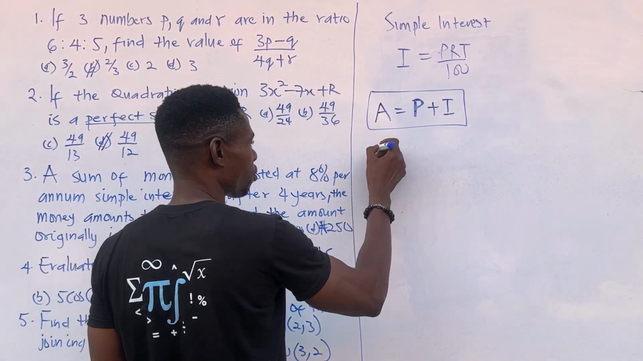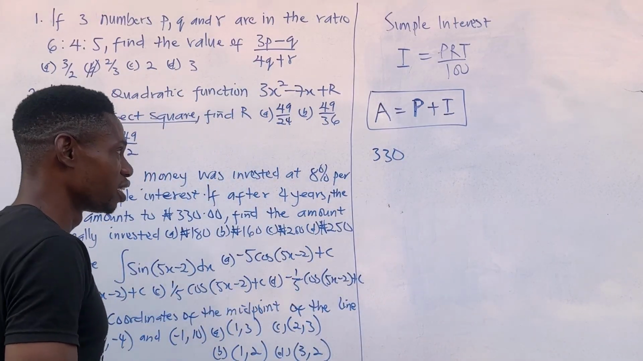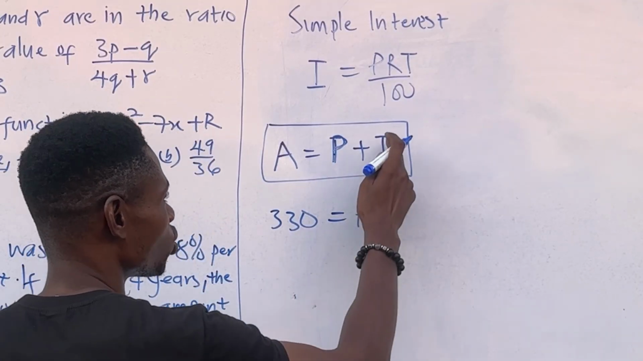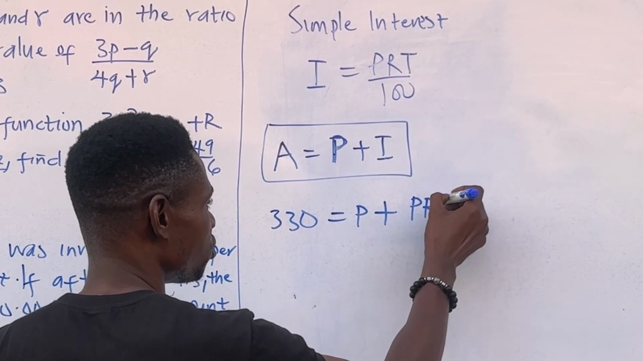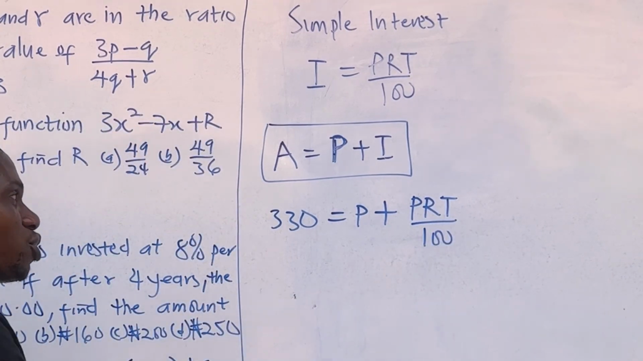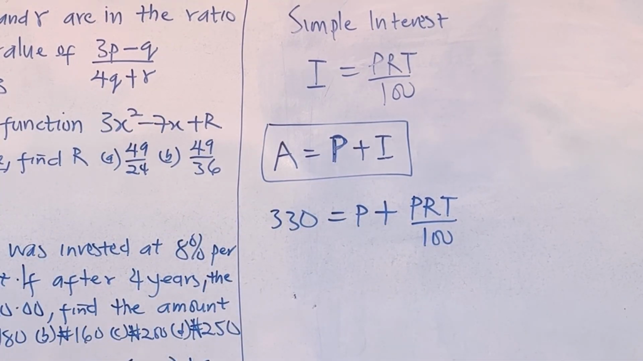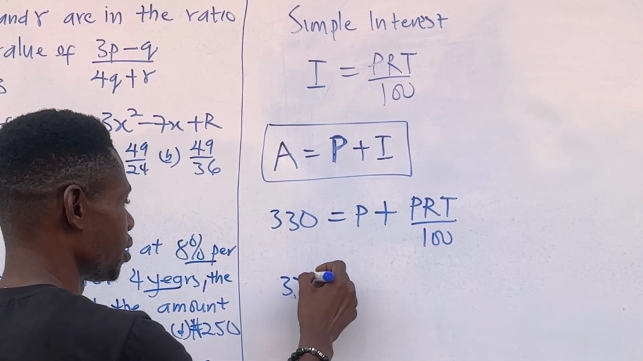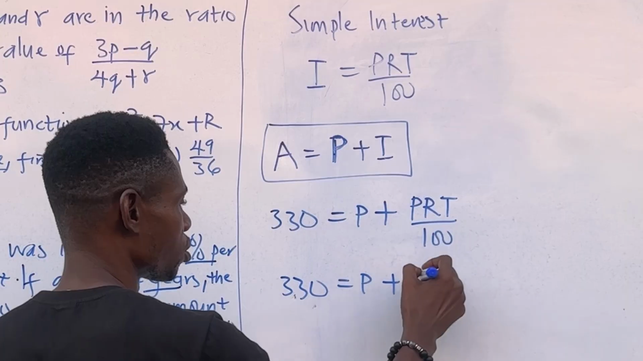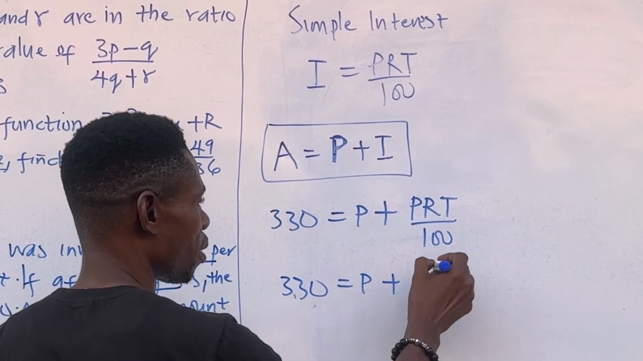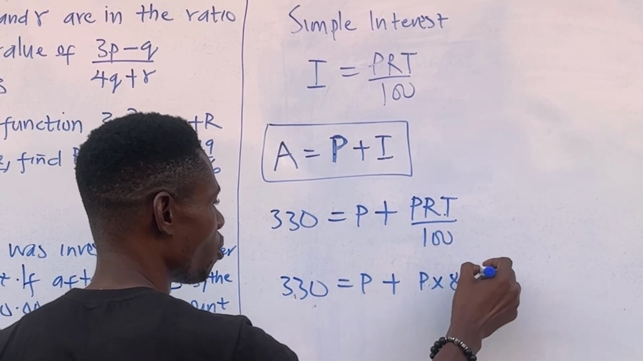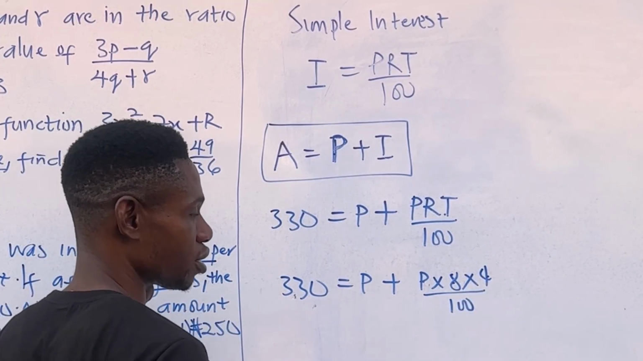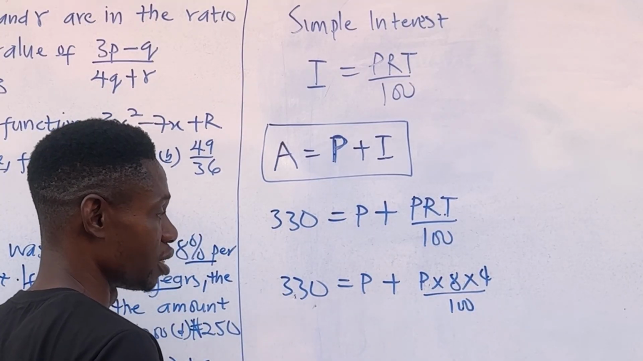So the amount, 330, the total amount you now have, equals the principal, which we don't know, plus the interest, which is principal times rate times time over 100. So we know the rate is 8%, we know the time is 4 years. So 330 equals principal plus principal multiplied by the rate, 8%, multiplied by the time, 4 years, over 100. Let's just be a bit fast. 8 multiplied by 4 is 32. 32 over 100 is 0.32.